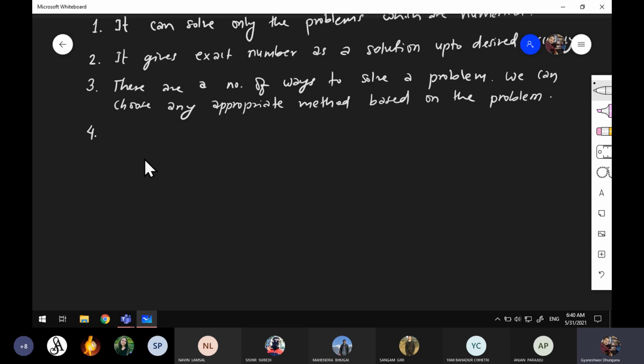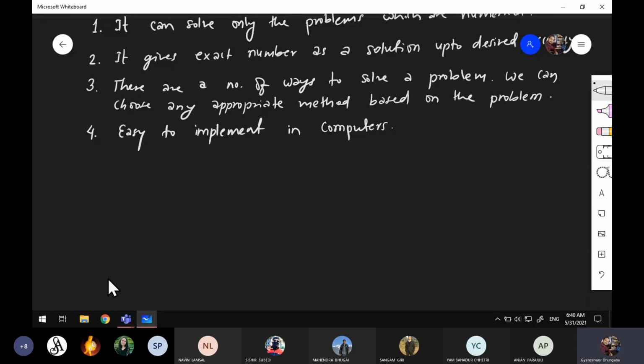Another characteristic is that solution procedures are simple and easy to implement in computers.